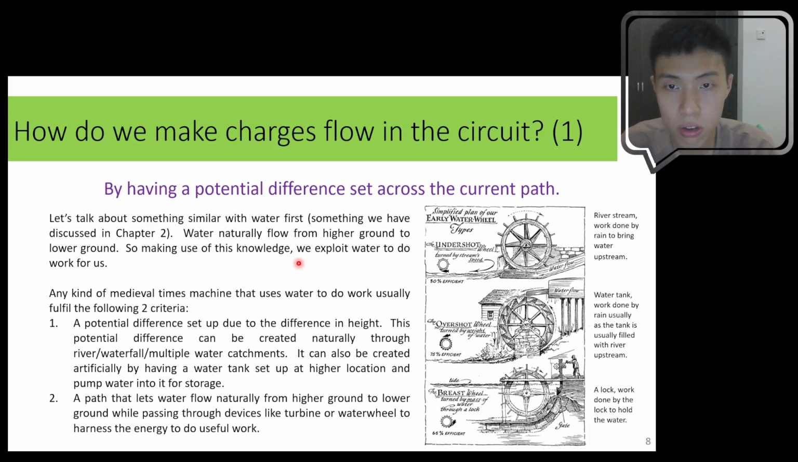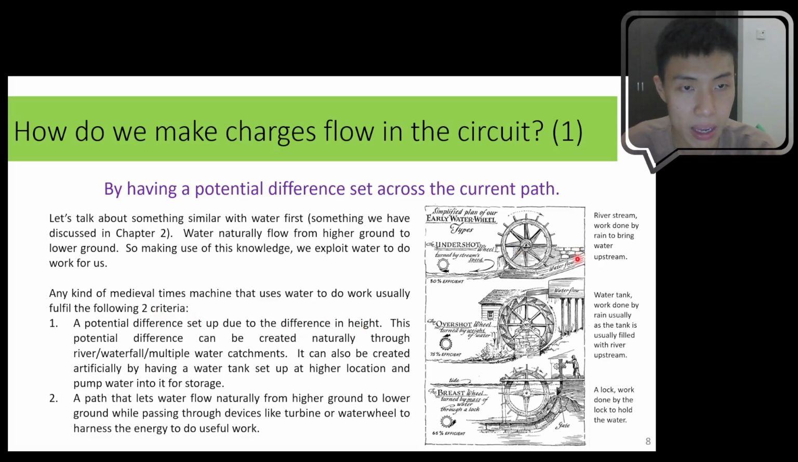Making use of this knowledge, we exploit water to do work for us. This is usually in the older generation. Any kind of medieval-times machine that uses water to do work usually fulfills the following two criteria. The first criterion is a potential difference set up due to a difference in height. You can see all these three water wheels over here. You can see some kind of difference in height. Water flows from higher ground to lower ground. So the difference in height is the potential difference.